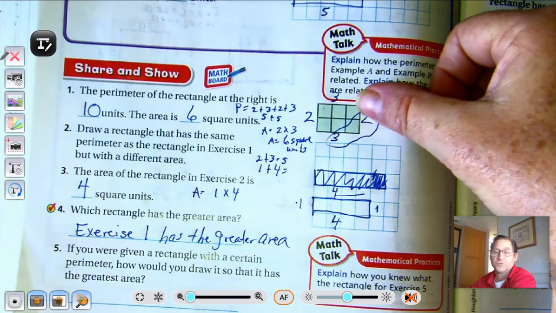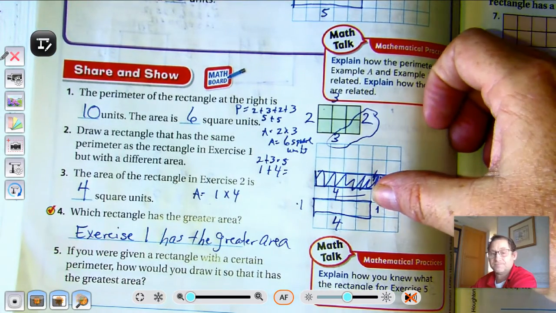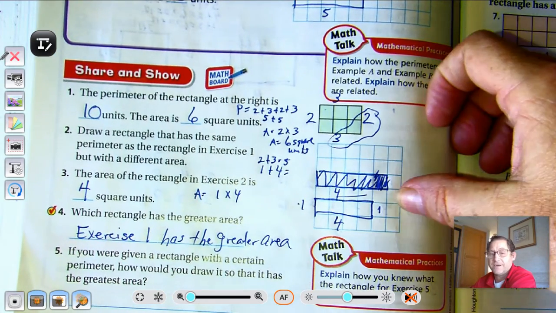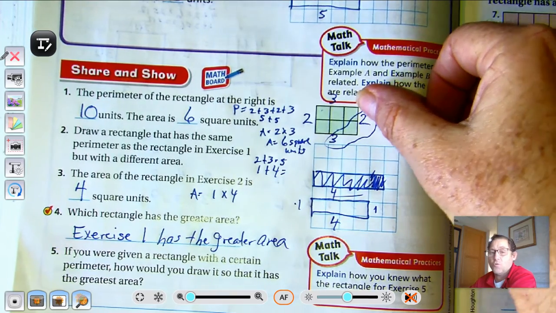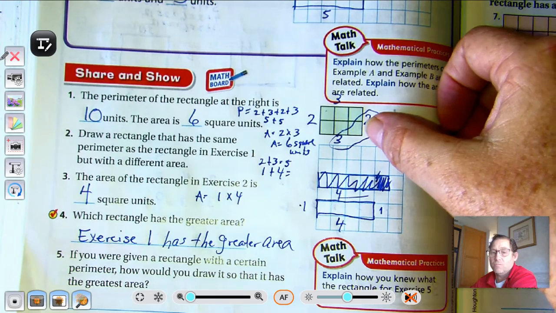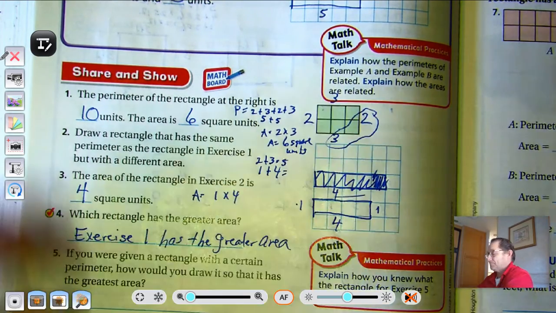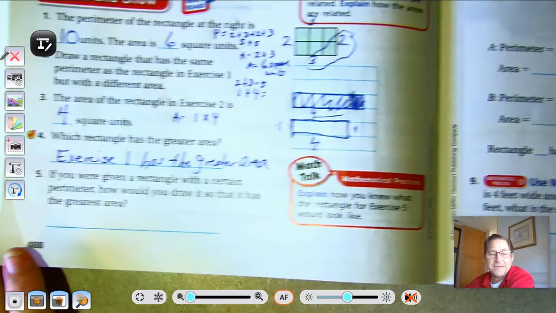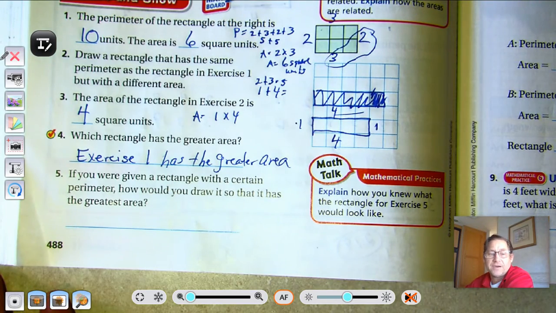You notice that it's closer to a square than this one? This is a long, skinny rectangle. This one is almost a square. If we increased this side by one more, we'd have a square. So if you were given a rectangle with a certain perimeter, how would you draw it so that it has the greatest area?